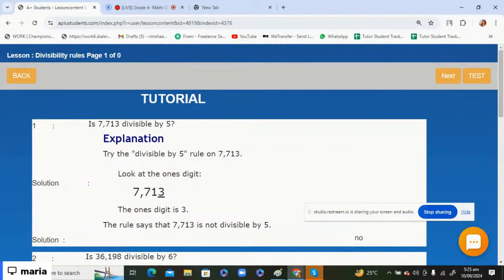The first rule that we see: we are going to check the last digit. If the last digit is a multiple, or you can say it comes in the table of that number, then we are saying that this is divisible by that number. For example, here it is 5. 5 times 1 is 5, so it means this is a multiple of that. But here it is 3, and 3 is not a multiple of 5. So we can say it cannot be divided. 7713.